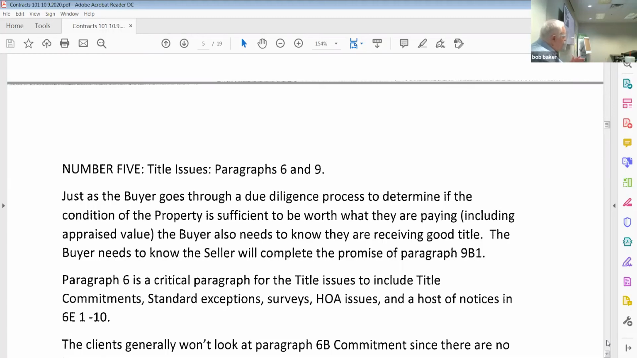Because in the title insurance policy, one of the sections that's really important is the standard exceptions. In paragraph 6A, you've got 1 through 9, nine standard exceptions. Those are automatically in the title insurance policy. Number 8, you can change. We talked about that in more detail in another class, but you can make that change.